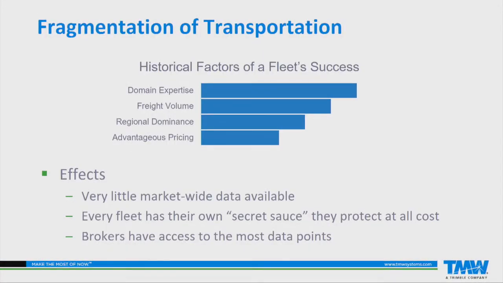You've seen this in a breakout session as well as the keynote that I did yesterday about some of the fragmentation in transportation. I'm not going to go through it a lot, but a couple highlights I want you to remember: there is very little market-wide data available to truly look at the industry. Everybody has their own secret sauce. I don't care if they're Walmart, Walgreens, J.B. Hunt, or Covenant, everybody has a secret sauce that they think solves the problem. Brokers have access to the most data points. We looked at that and said, why isn't this data available for everybody?